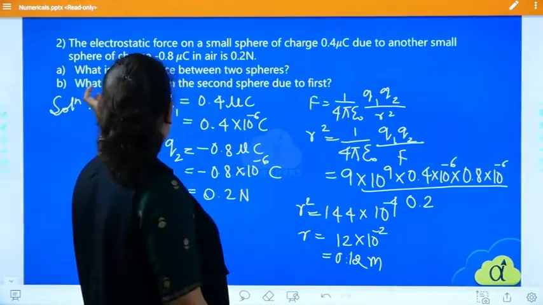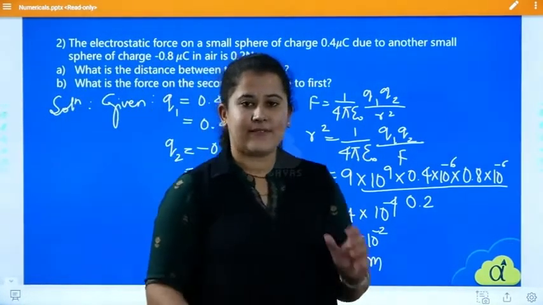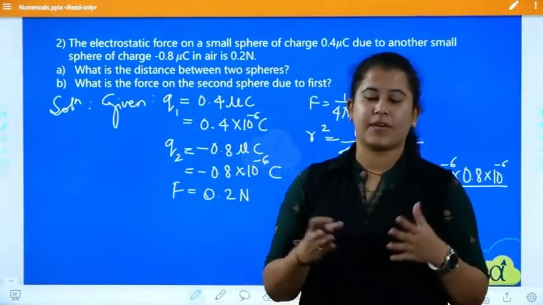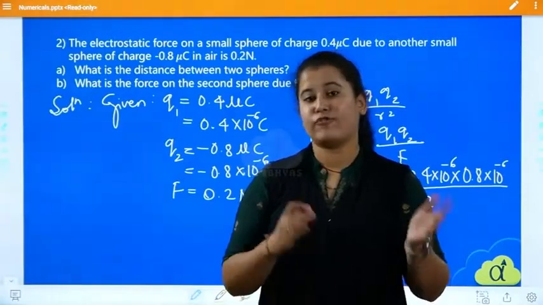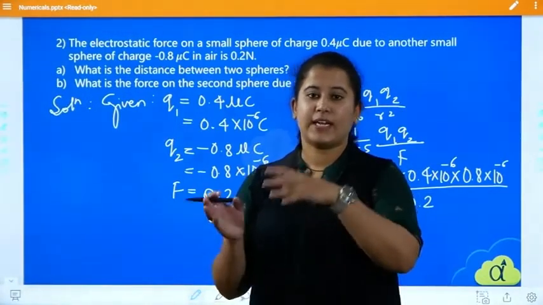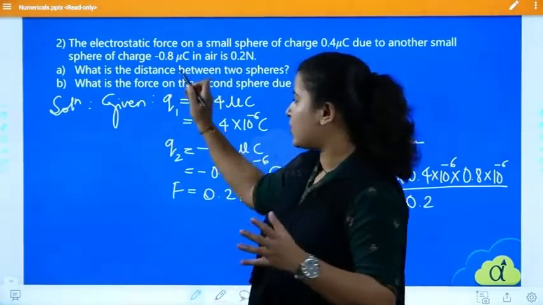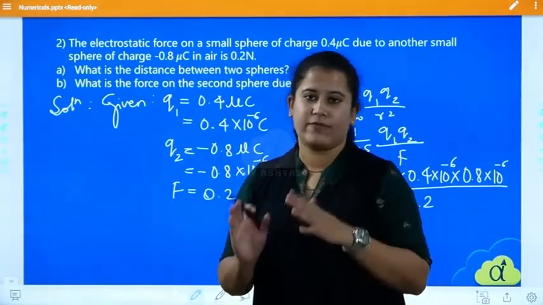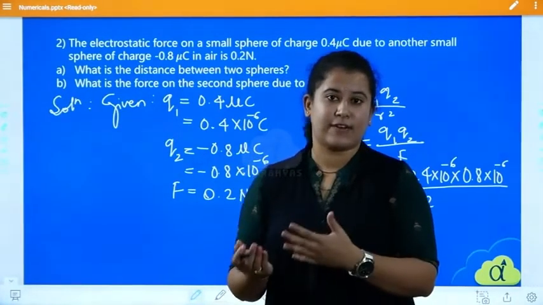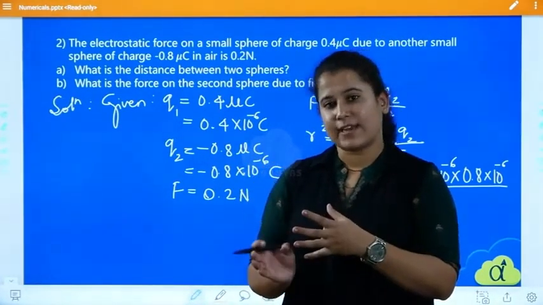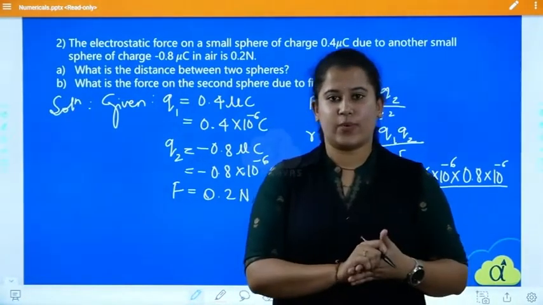They have asked me what is the force on the second sphere due to the first. So whenever I take two spheres which are separated by a certain distance, I can say Q1 is exerting force on Q2, and Q2 is exerting force on Q1. So Q1 is exerting force on Q2, we know that. What is the second force? The value of the second force which is getting applied by Q2 on the Q1 charge.